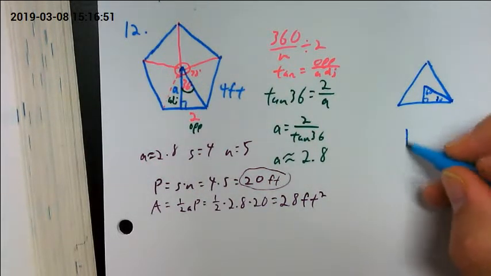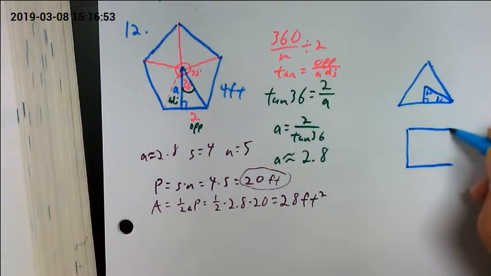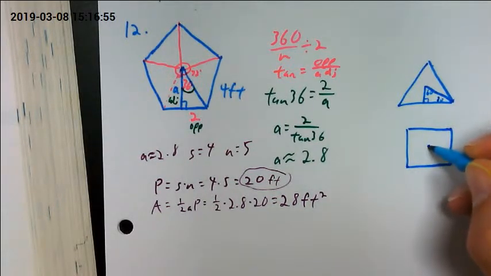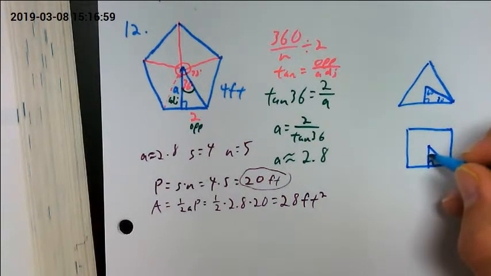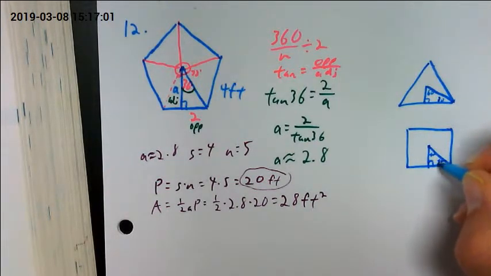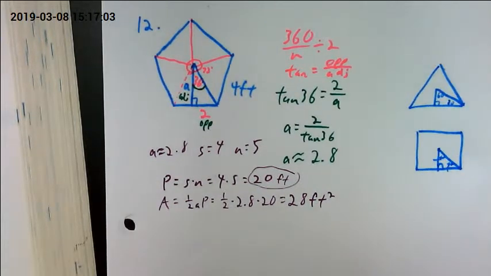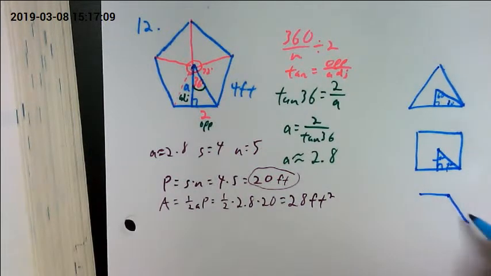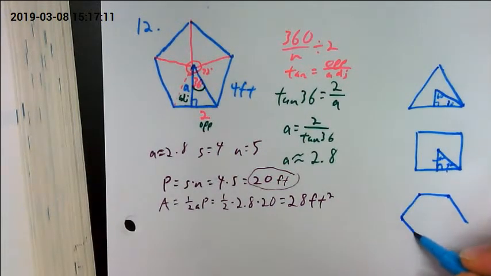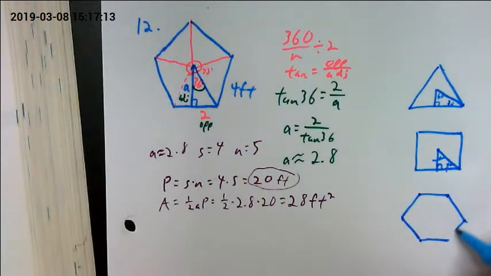If we had a square and had our apothem and drew this in, this would be a 45, 45, 90. And then the other one is a hexagon. If you have a regular hexagon, I drew that horribly, by the way.